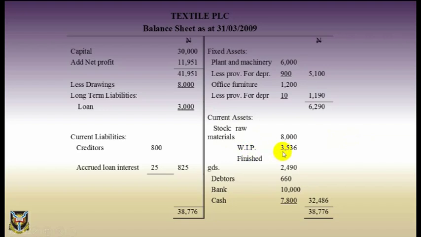WIP 3,536. Finished goods 2,490. Debtors 660. Bank 10,000. Cash 7,800. Making 32,486. Total 38,776.